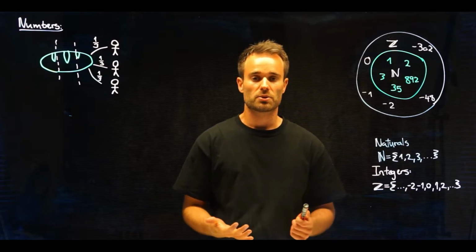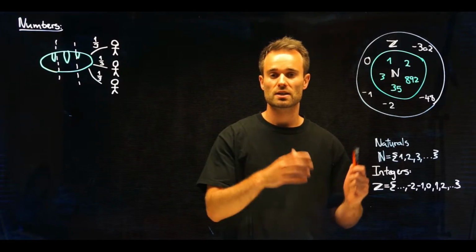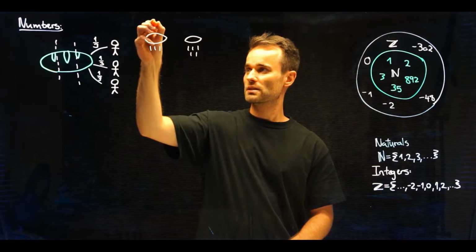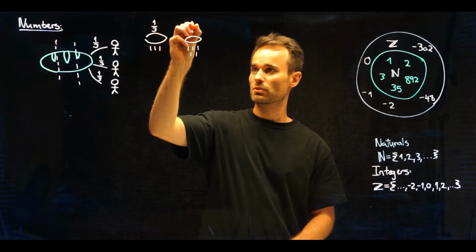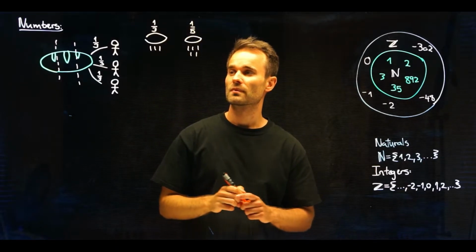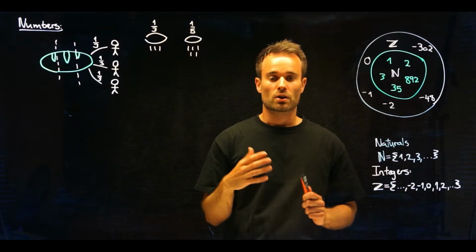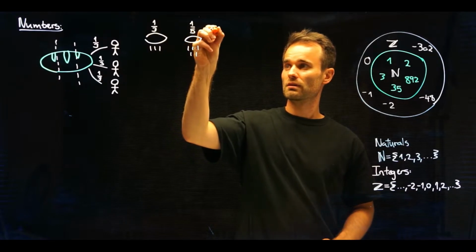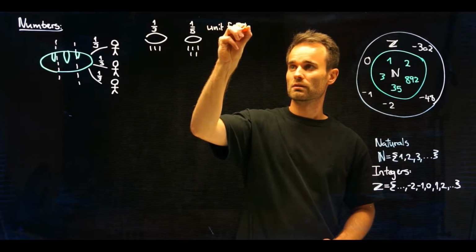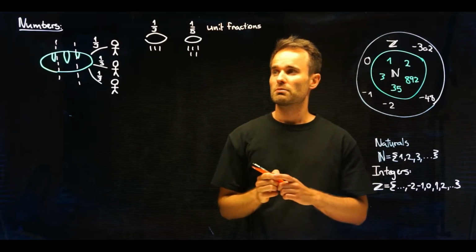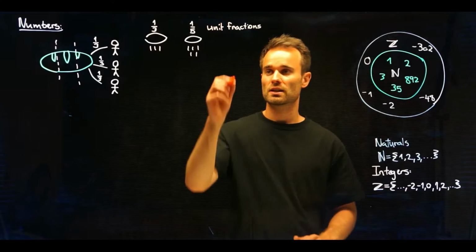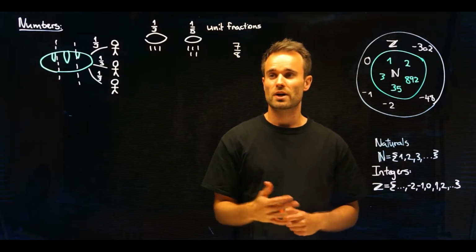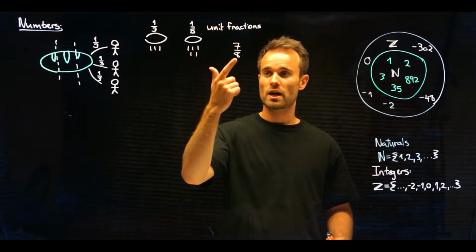In fact, the ancient Egyptians also had symbols for a particular type of fractions. This would be the symbol for 1/3, and this would be the symbol for 1/5. These fractions here are called unit fractions because they have a 1 in the numerator. But the Egyptians didn't have a symbol for a fraction like 7/8. Today we use fractions with integers in both the numerator and denominator.